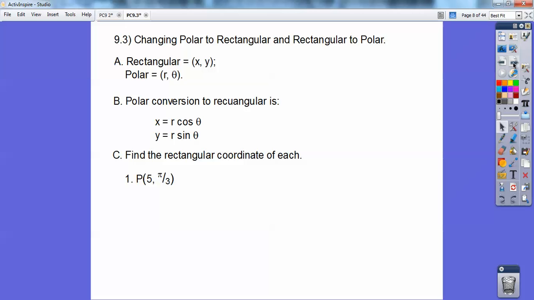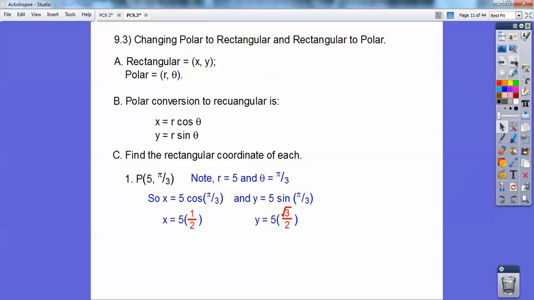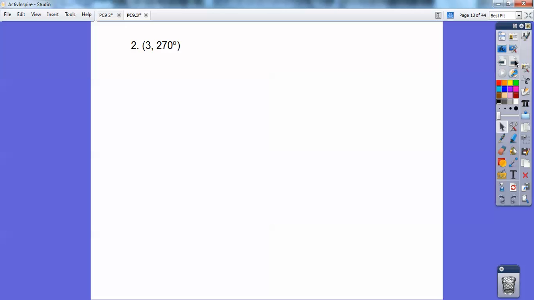Okay, so here we have the radius is 5 and the angle is pi over 3. So I'm just going to plug in 5 and then pi over 3 for each one, and that would be my xy coordinate right there. So you're going to end up getting 5 halves, comma 5 root 3 over 2. All right, so try that with this one.